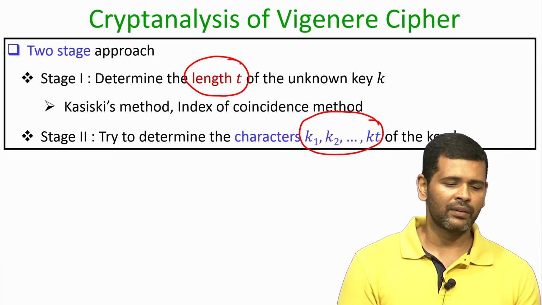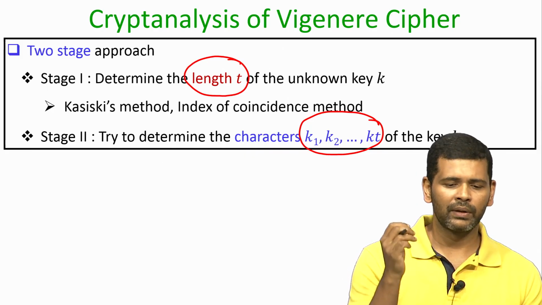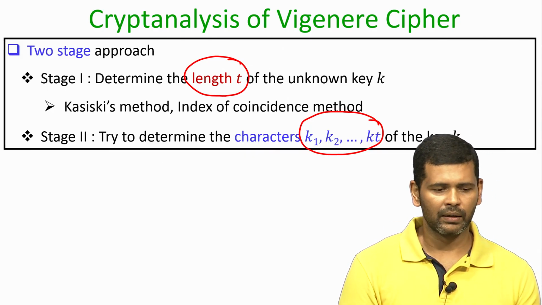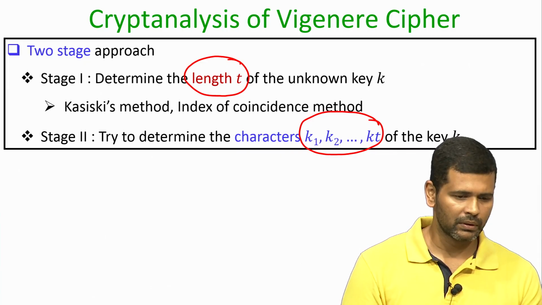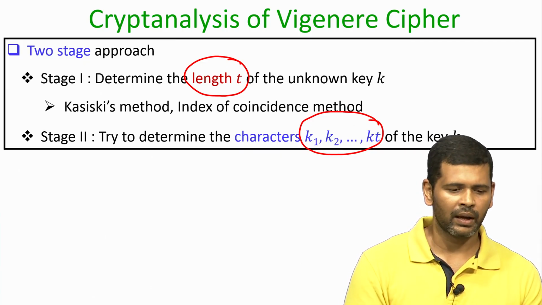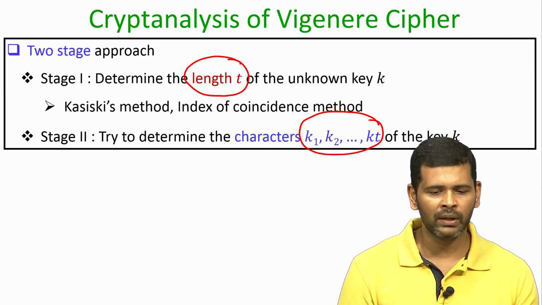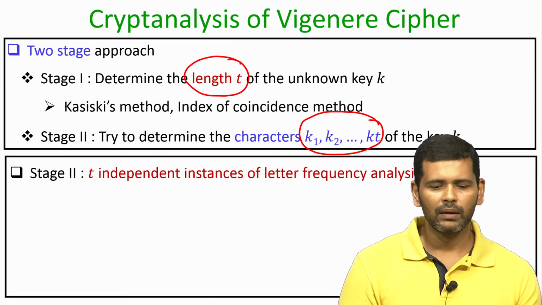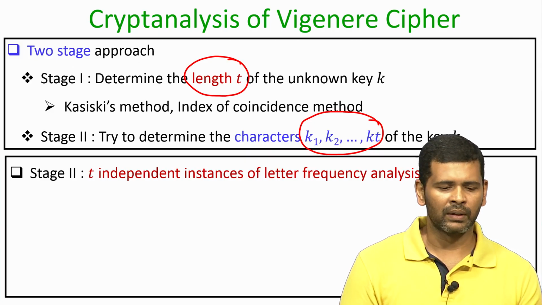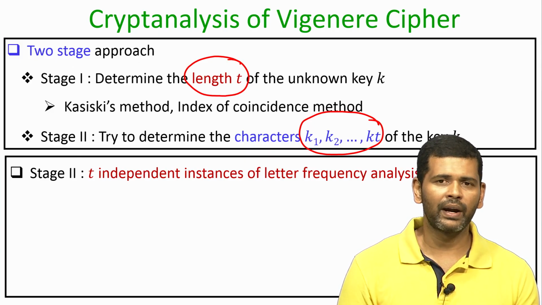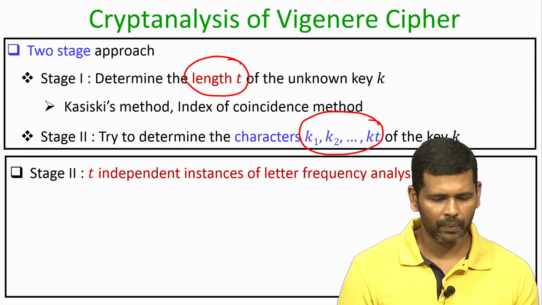So, I will assume that we know how to determine the value of t, and I leave it as an assignment for you to go through the references, see these methods and find out how exactly the value of the unknown t can be computed. What I am going to discuss is how to find the unknown characters of the key once the value of t is known.